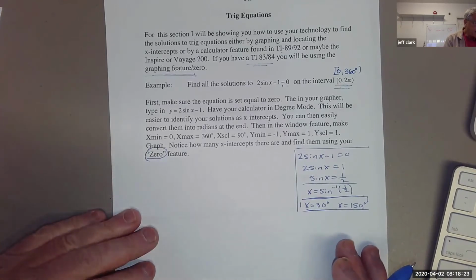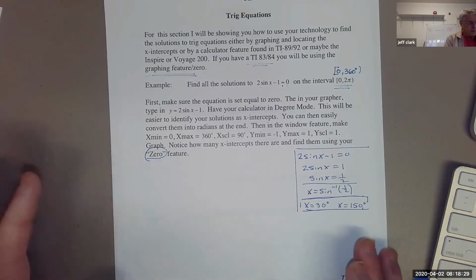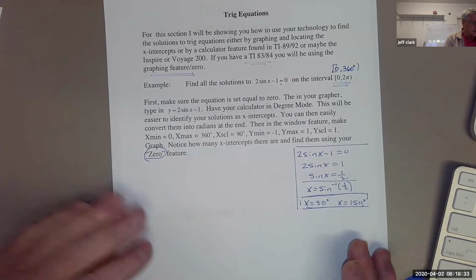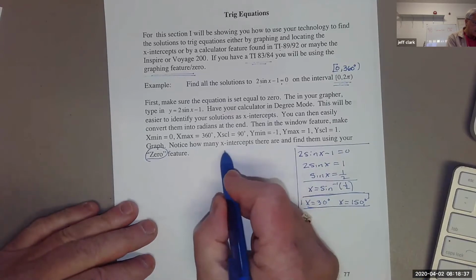Maybe even in your Math 25 class, if you ended up having already taken Math 25. And a few of you are actually taking Math 25 concurrently. So maybe you've already looked at the zero feature, which finds the x-intercepts. So here we go.